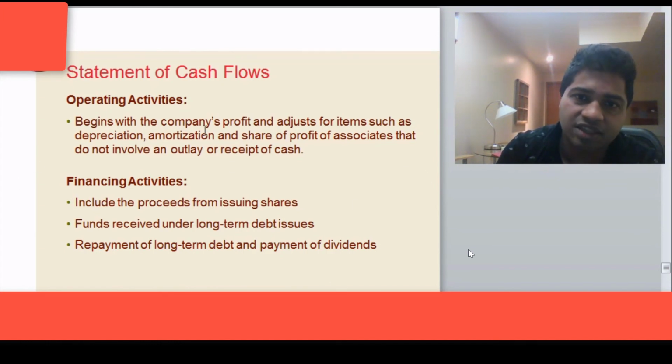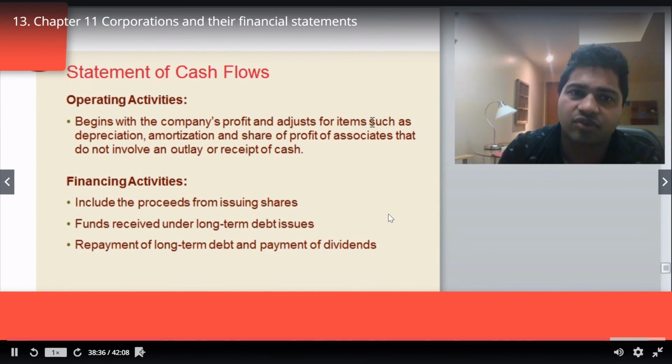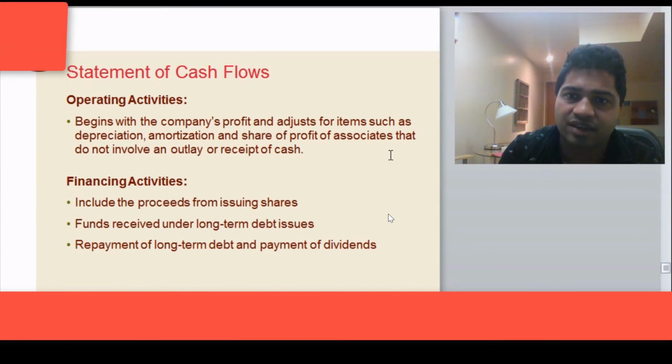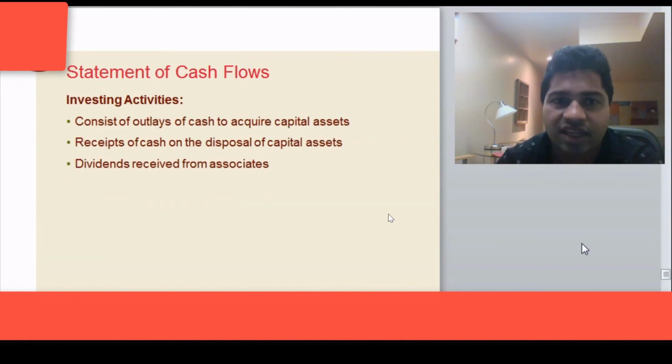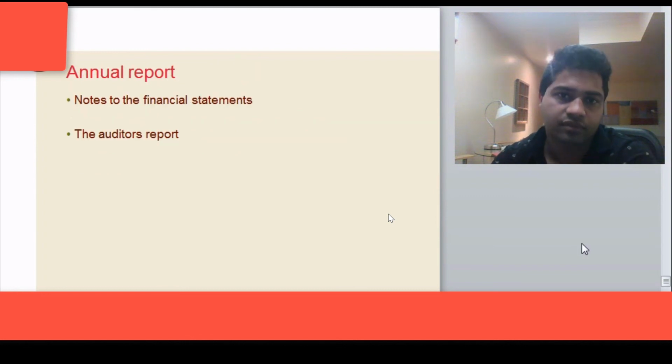Operating activities begins with company's profit and it is adjusted for items such as depreciation, amortization and share of profits of associates that do not involve an outlay or receipt of cash. Financing activities includes proceeds from issuing shares, funds received under long-term debt issues, repayment of long-term debt and payment of dividends. Investing activity consists of outlays of cash to acquire capital assets, receipt of cash on disposal of those assets, dividends that are received from associates.